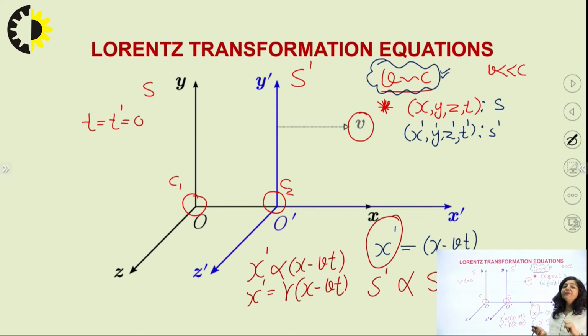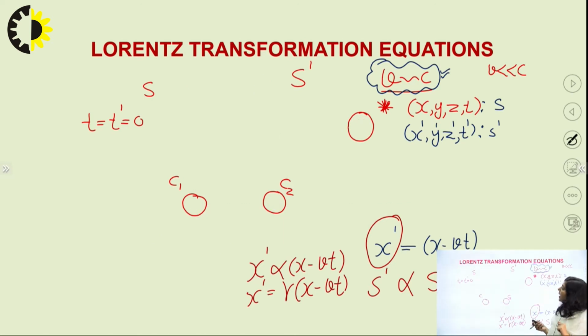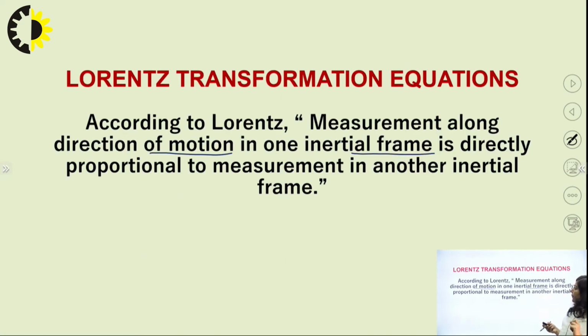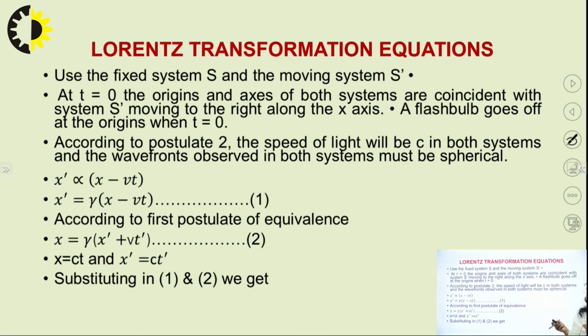Now we will see how to find the value of this gamma. To find it, we are going to use the two postulates of the special theory of relativity. We will use those postulates and get the value of gamma. So this was the proposal by Lorentz, which I have already explained. Now using this concept, we will get the Lorentz transformation equation. What I mentioned is that x dash is not equal to x minus vt, rather x dash is proportional to x minus vt, and once the proportionality sign is removed, we get this constant gamma.